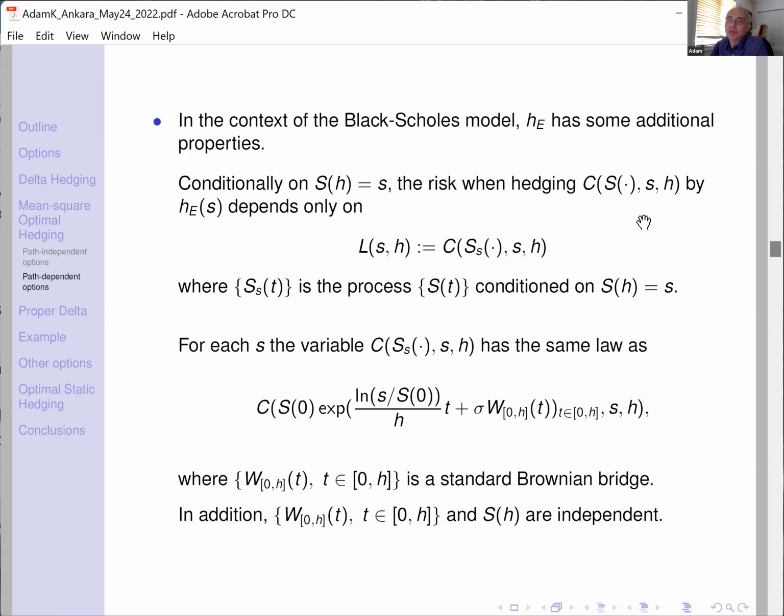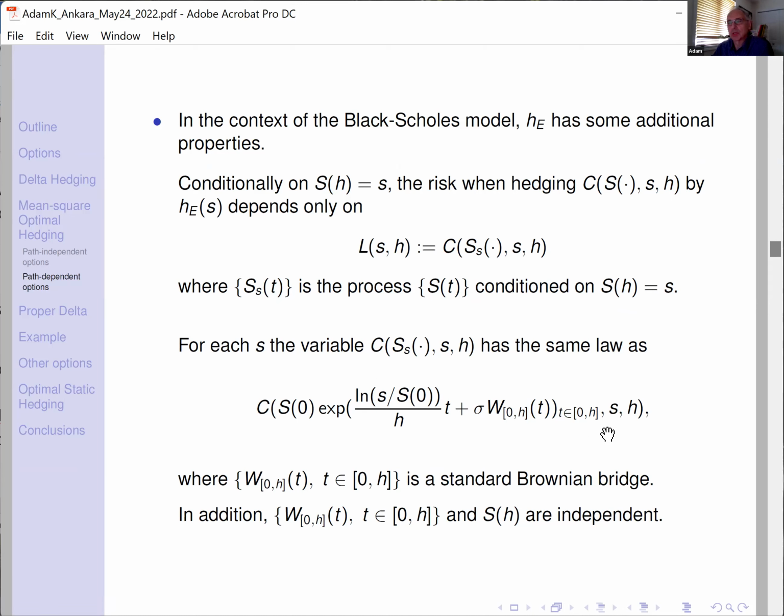Now, this optimal hedging option has some additional important properties in the context of Black-Scholes model. It depends on the condition process. So if diffusion process is conditioned on terminal value, we call this condition diffusion process. In the context of Black-Scholes framework, the conditional geometric Brownian motion is equivalent to a function of conditional Brownian motion. And this is this representation.